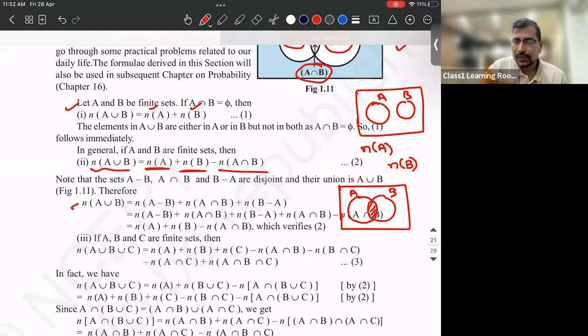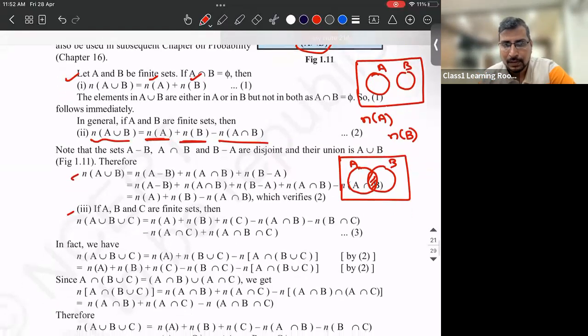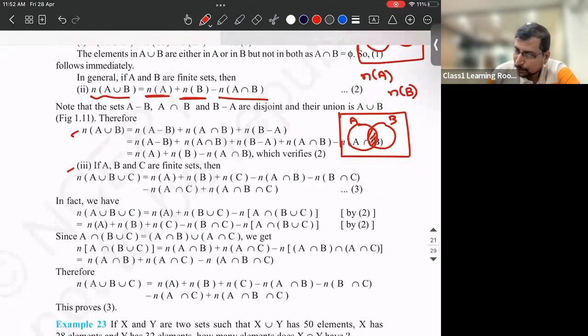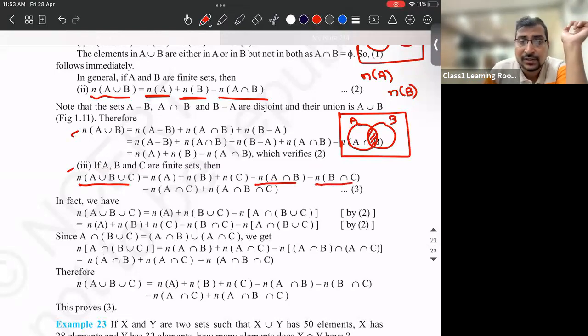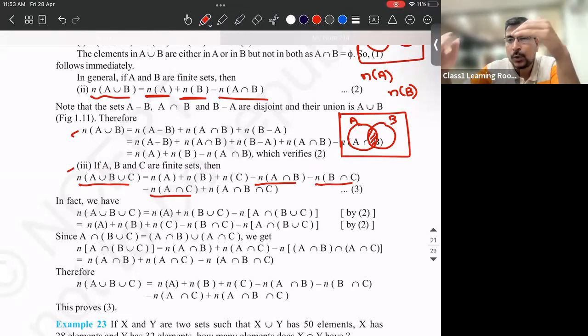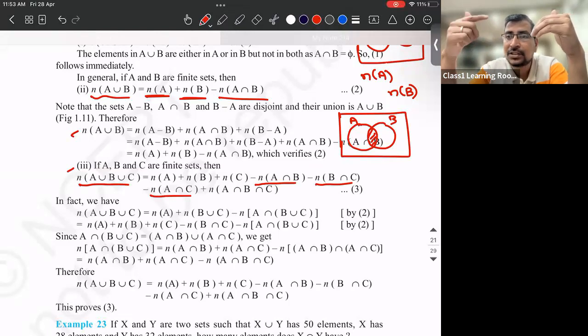Okay. Now, the next question is, what if I have three sets? If A, B, C are finite sets, then the number of elements in A union B union C is going to be the number of elements in A plus the number of elements in B plus the number of elements in C minus the number of elements in A intersection B, minus the number of elements in B intersection C, minus the number of elements in A intersection C. But by doing this, you have removed the number of elements in A intersection B intersection C completely.